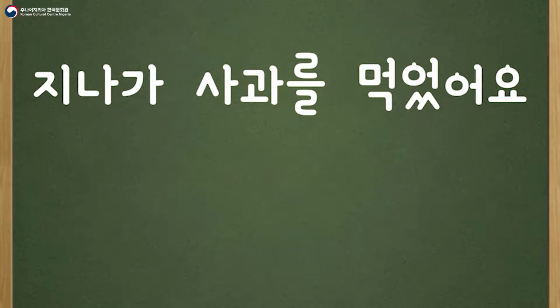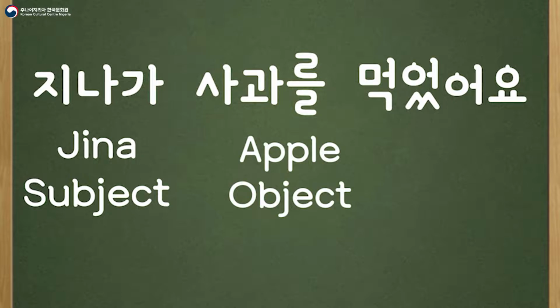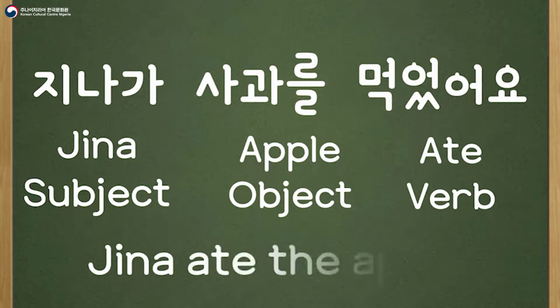So Tina가 사과를 먹었어요. Tina가 is already indicating that Tina is the subject of the sentence. 사과를 is indicating that sagwa, which is apple, is the object of the sentence. 먹었어요 is the action, which is the verb that Tina did. So we have Tina가 사과를 먹었어요. Tina ate the apple.